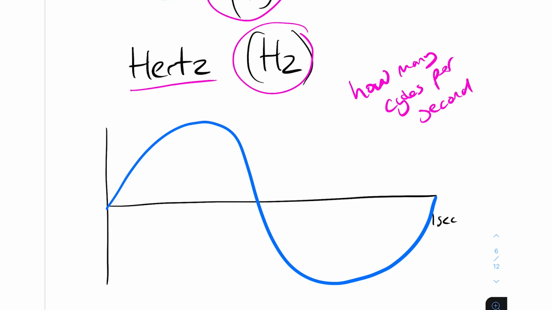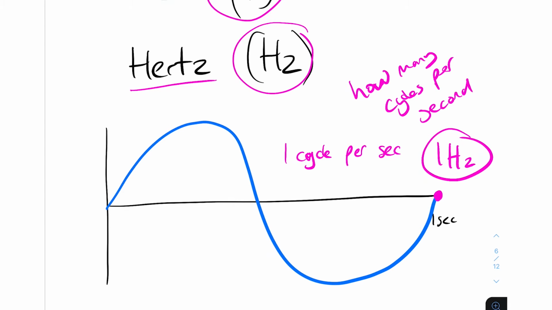If we look here, we've got 1 second here. We're asking how many cycles occur per second for this blue waveform. The answer is we're getting 1 cycle per second. So we have a 1 hertz frequency.